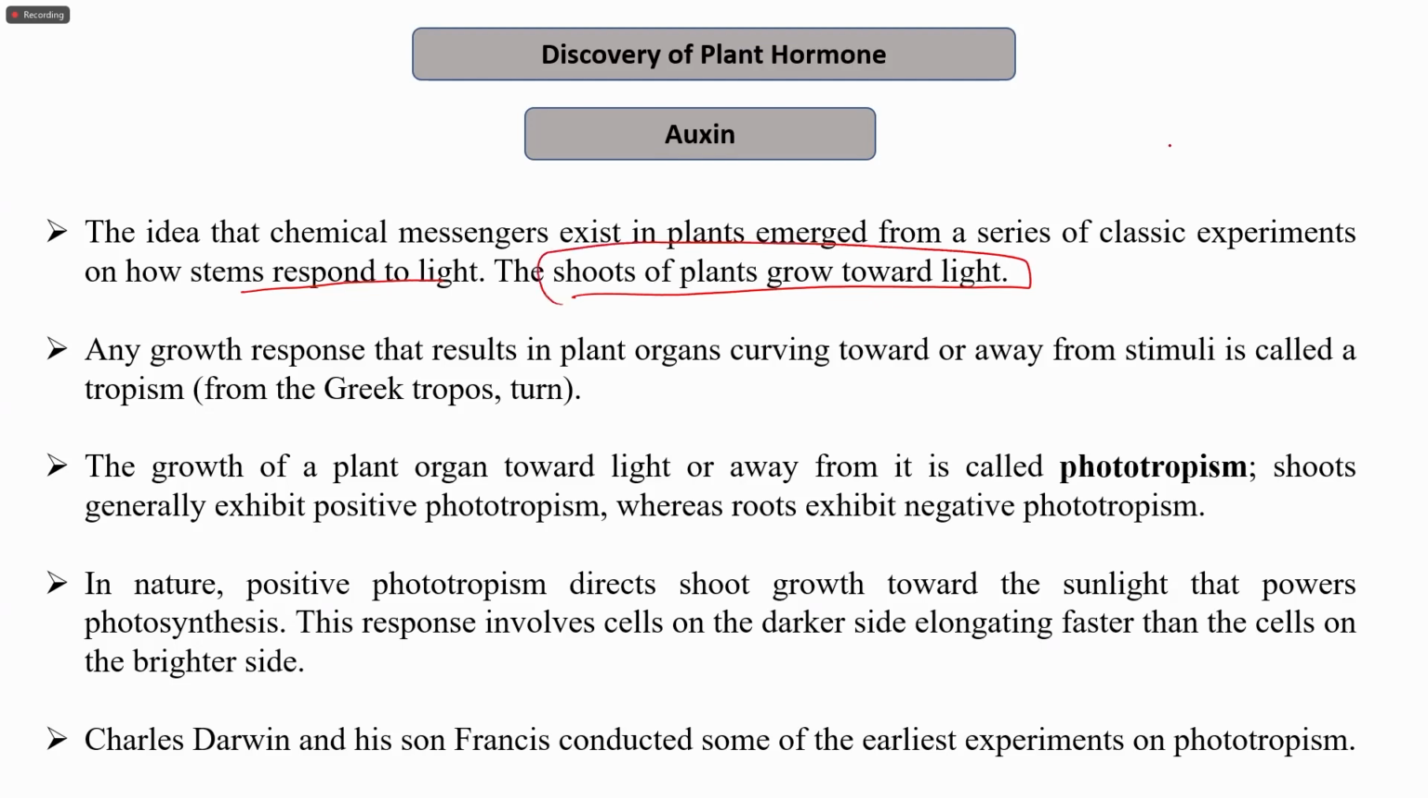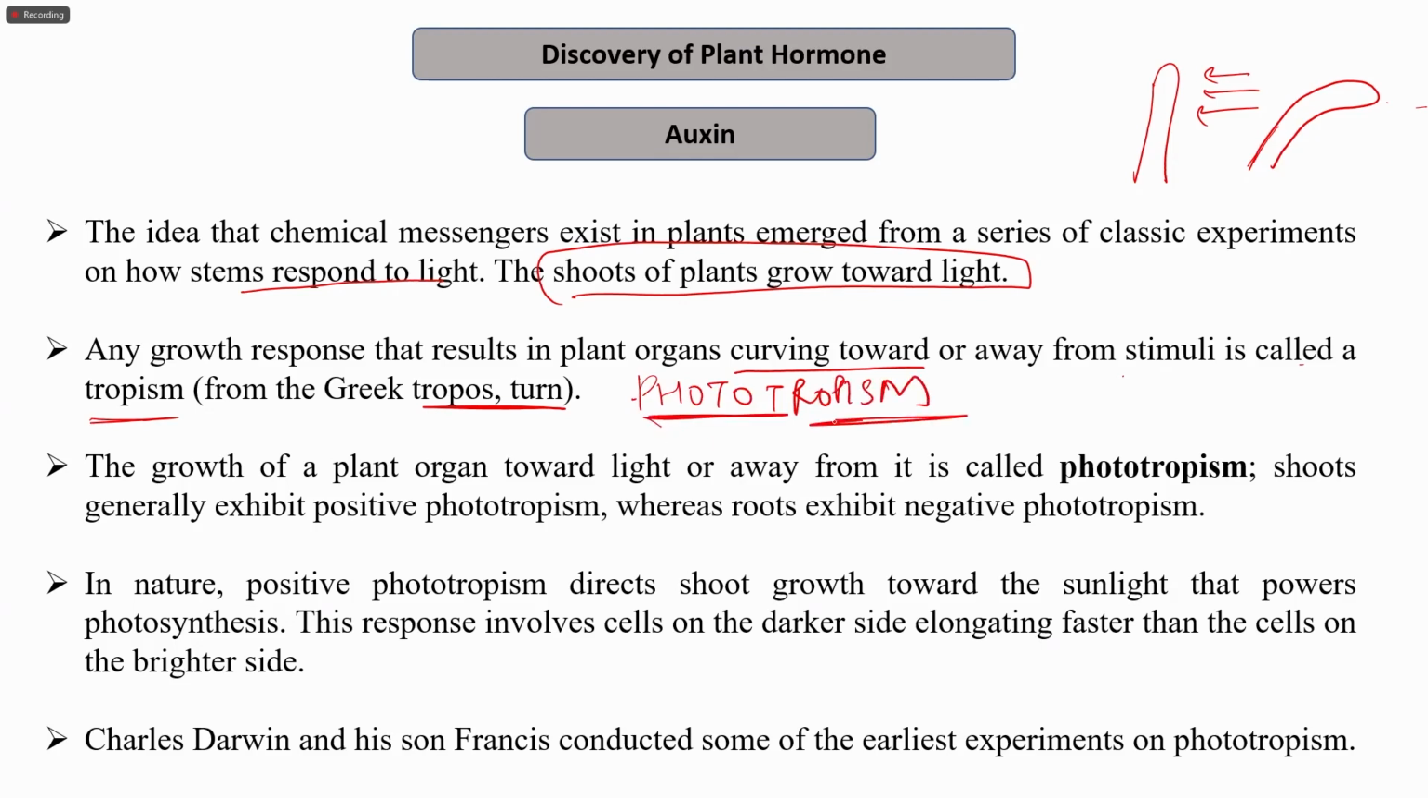This is very important. Suppose this is a plant and the direction of light is this, then the shoot of the plant will grow towards the direction of the light. From the Greek word, any growth response that results in plant organs curving toward or away from a stimulus is called tropism. Tropos means turn. So this is an example of phototropism. Photo means light, tropism means bending towards. So the growth of the plant organ towards light or away from it is called phototropism.